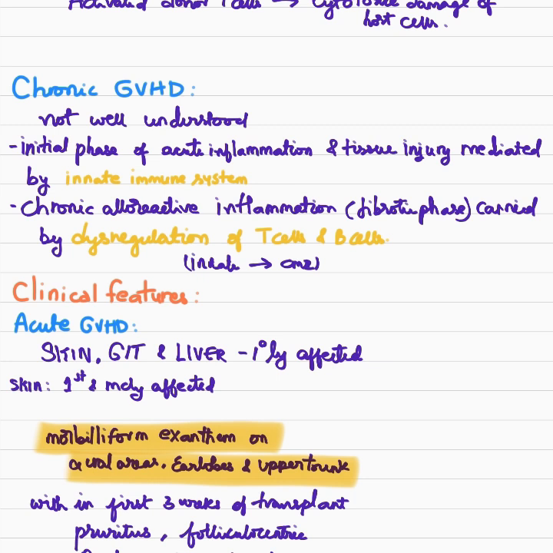Basically in the initial phases of the reaction, there is acute inflammation and tissue immune injury that is mediated by the innate immune system. And in the chronic alloreactive phase, there is dysregulation of T cells and B cells, that is, the adaptive immune system has a role to play, and it causes fibrosis, the fibrotic phase.